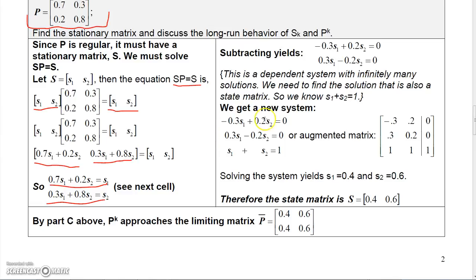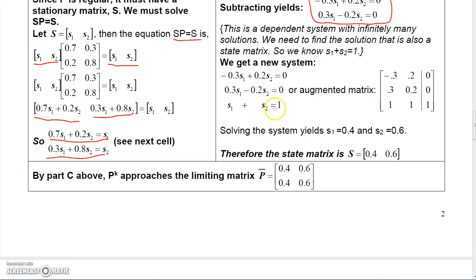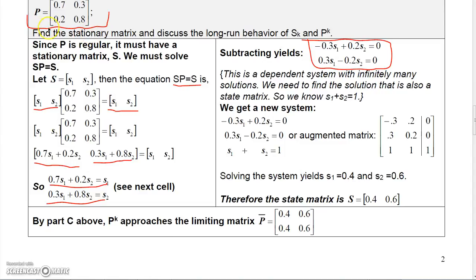If we subtract S1 and S2, if you subtract S1 from 0.7 S1, you get negative 0.3 S1, and we still have plus 0.2 S2 equals 0. And if you subtract S2 from the second equation, you get 0.3 S1 minus 0.2 S2 equals 0. And now we can solve that system. All we have to do is solve the system to find S1 and S2.